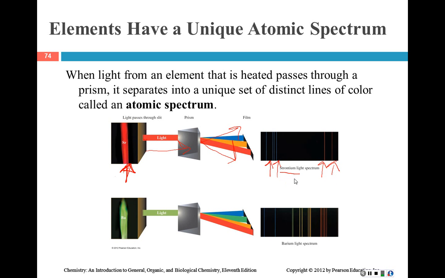This is the spectrum for strontium. This is the spectrum for barium. So you can see they have different lights that make up that spectrum.